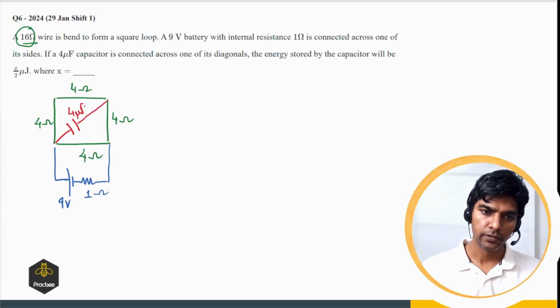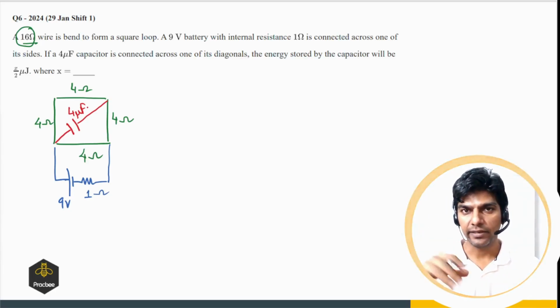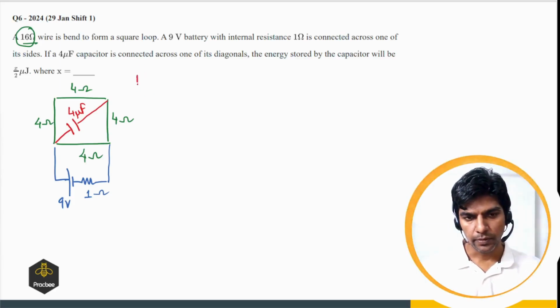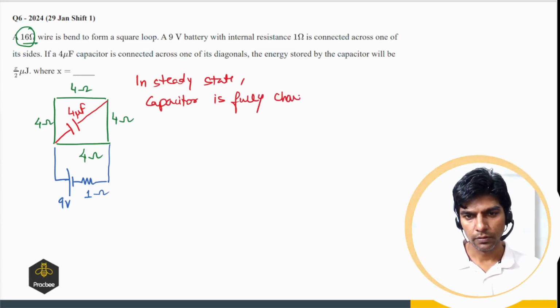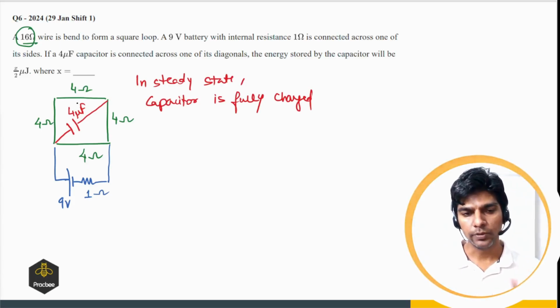This is 4 microfarad. Now when we have a circuit like this, it means they are asking about the steady state condition. So what is the steady state condition? When the capacitor is fully charged. Okay, so in steady state, capacitor is fully charged. So if the capacitor is fully charged, we can treat the capacitor just like an open switch. So the equivalent circuit will look like this.